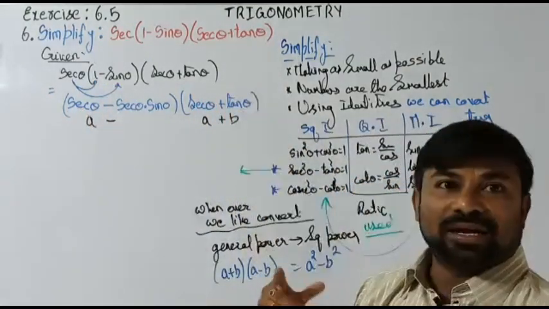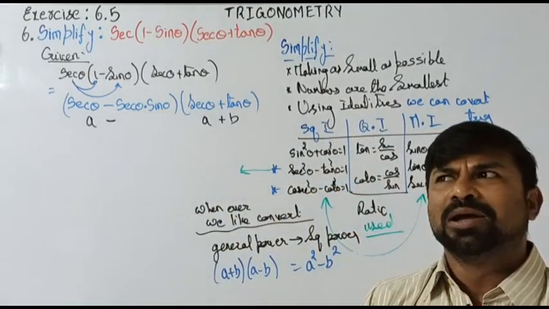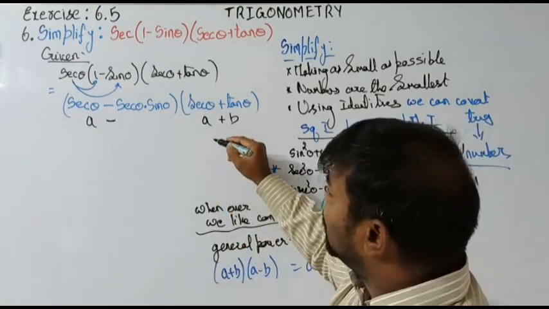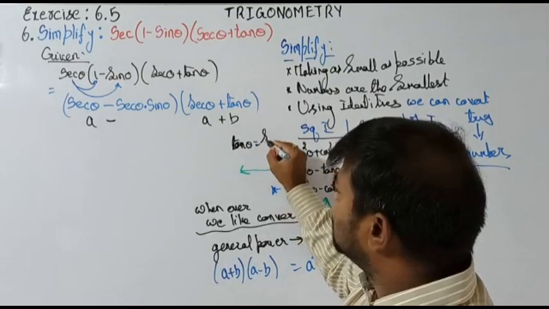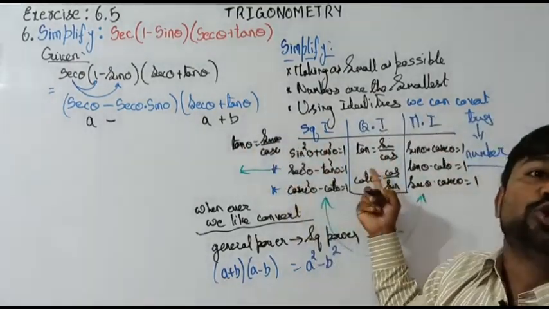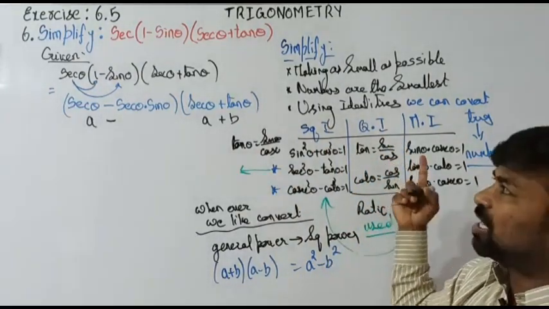But what is b here? Tan. But do we have tan here? No, we don't have tan. But how does tan look? We know tan looks like this: tan theta is nothing but sin theta by cos theta. That's what I said, we use this. How does tan look? Tan is nothing but sin theta by cos theta.